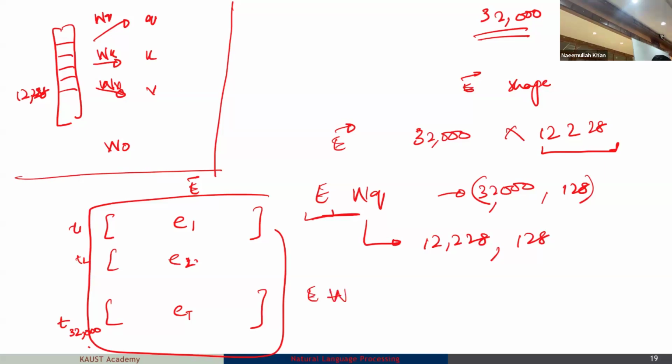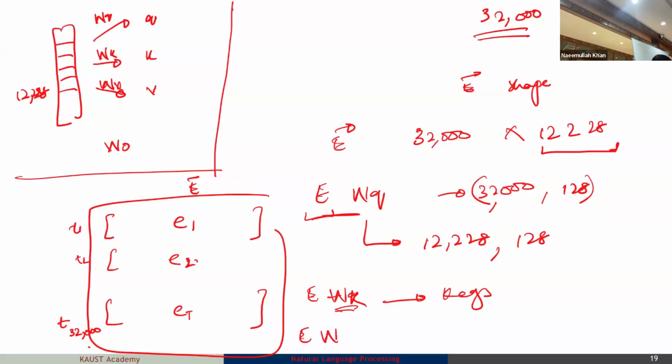Again, same transformation, E with WK. Remember, WQ, WK, WV, WO are learned. All of these are learned. We learn them. They are the same size because you are learning same size vectors. Okay, so this will give you keys.